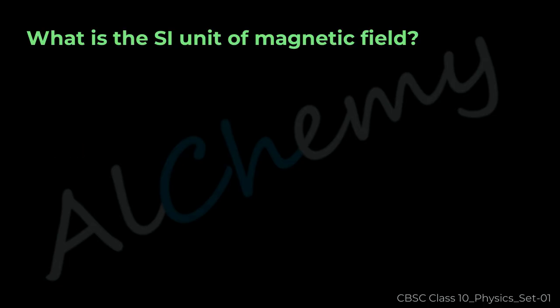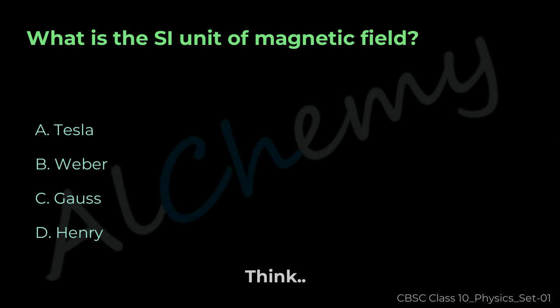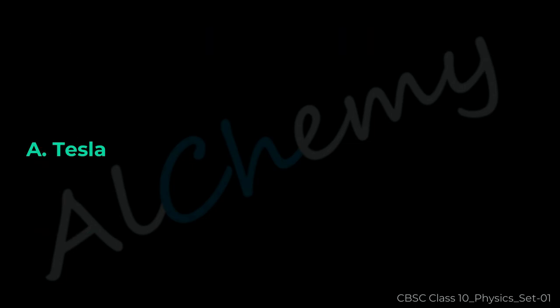Question 13. What is the SI unit of magnetic field? A. Tesla, B. Weber, C. Gauss, D. Henry. The correct answer is A.